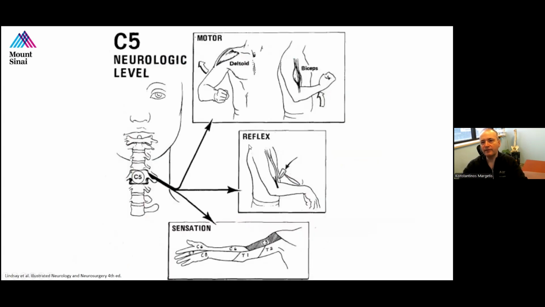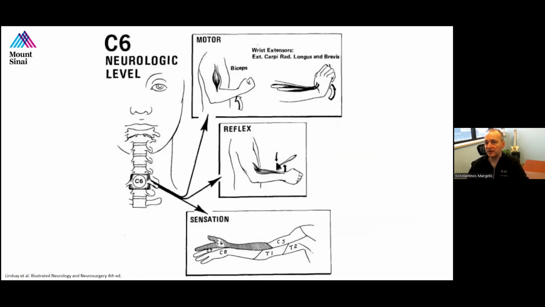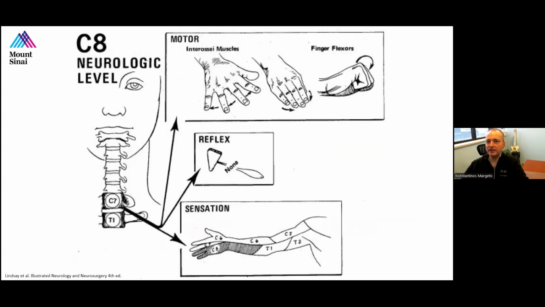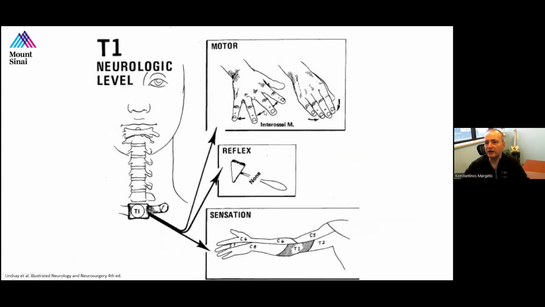Now, for C5, we usually check the deltoid muscle, the abduction of the shoulder. C6, we usually check the biceps. C7, the triceps. C8, we usually check the finger flexors. And for T1, we check the abduction of the fingers. So this is the standard neurological examination that we do to confirm that there is no significant motor weakness.